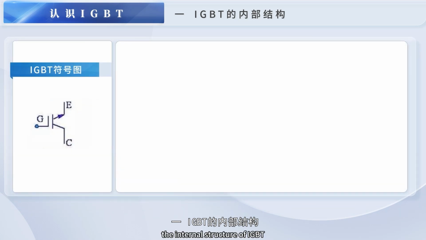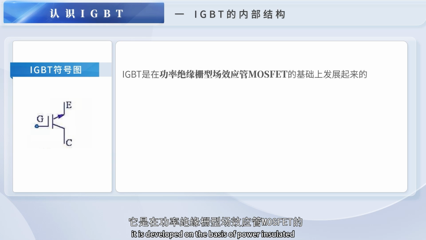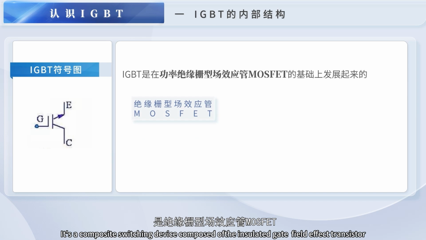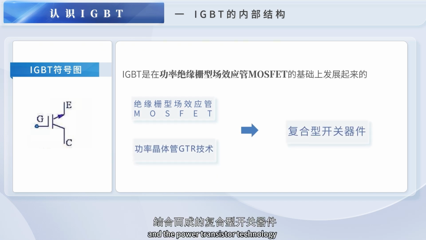The internal structure of IGBT. This is the symbol diagram of IGBT. It is developed on the basis of the power insulated gate field effect transistor. It's a composite switching device composed of the insulated gate field effect transistor and the power transistor technology.